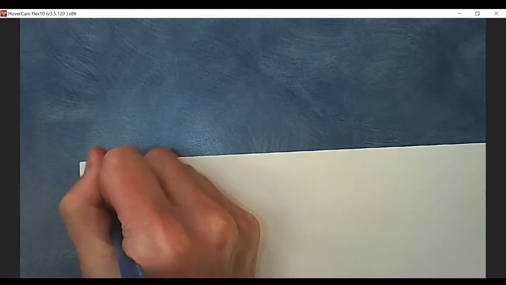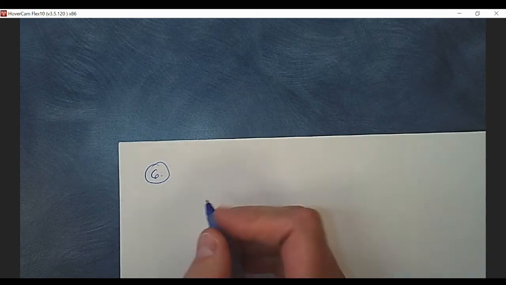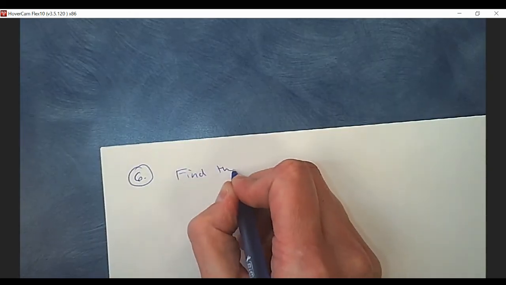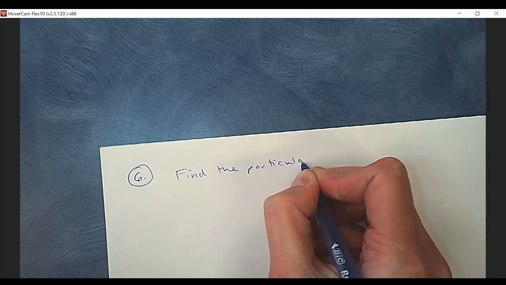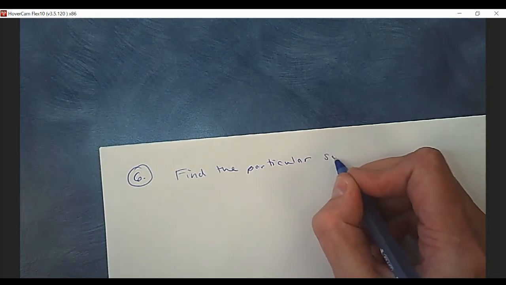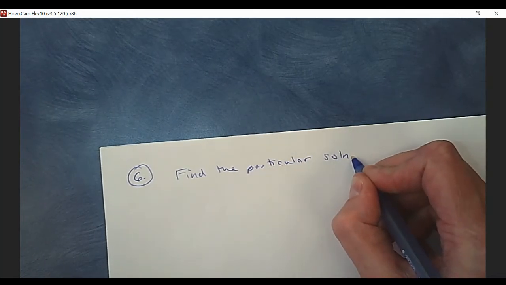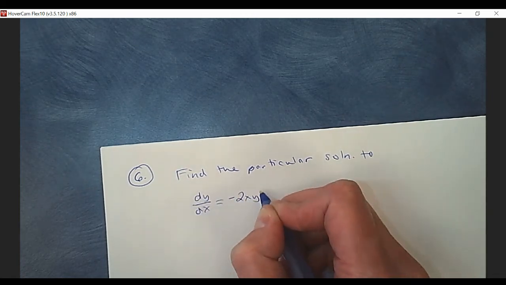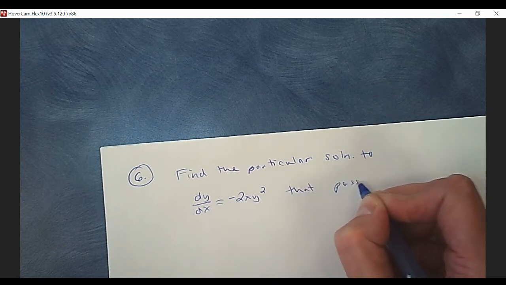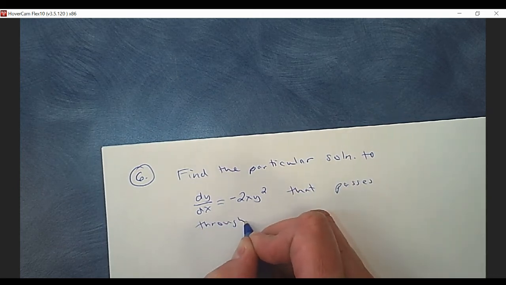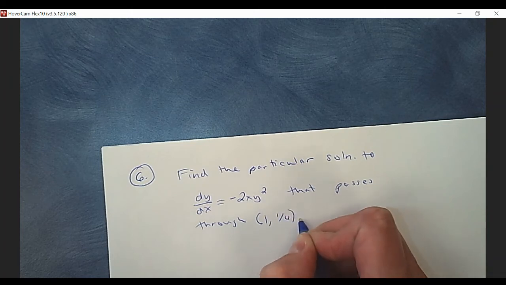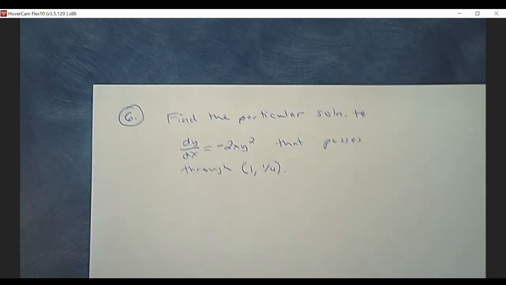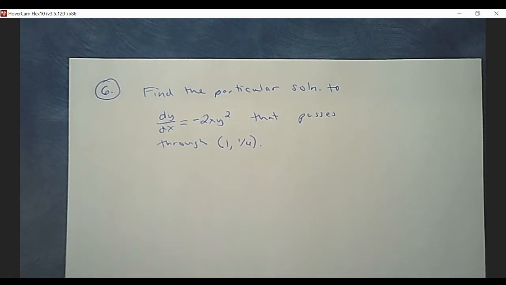All right, we're going to do one more example like this. That's going to be number 6. I did not write this one out for you, so if you'd like to take notes, feel free. If you choose not to, that's up to you. What we're going to do is find the particular solution. The general solution is when you leave the plus C on there. So we're going to find the particular solution to the differential equation negative 2xy squared, that passes through the point 1/4. Okay, that's example number 6.